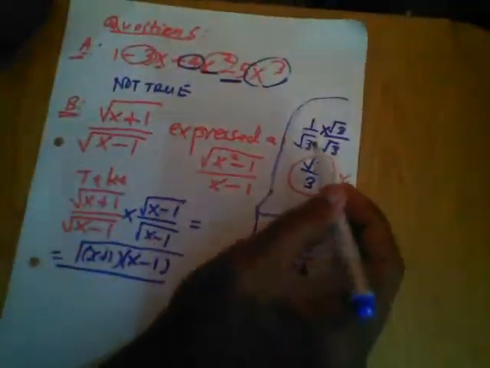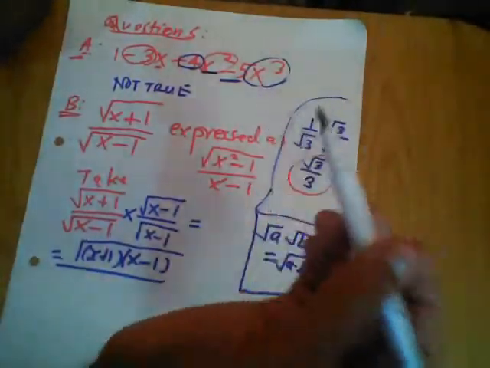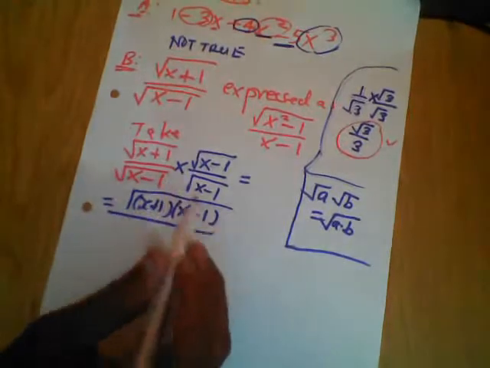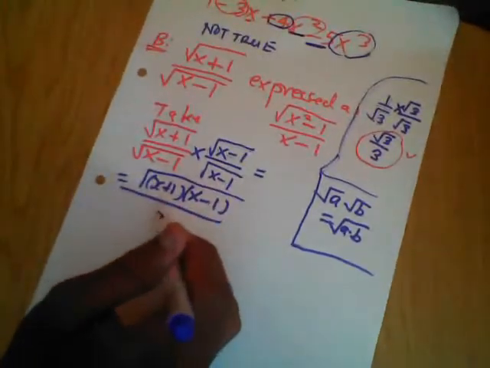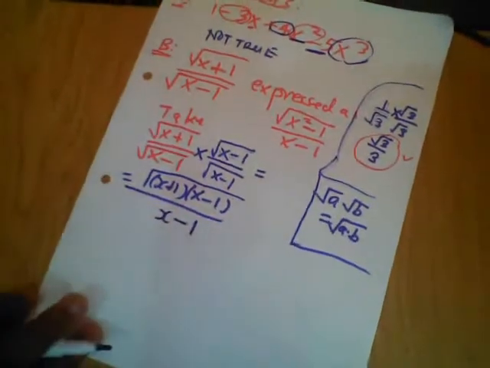underneath. This is the same thing, just like how we say here, if you have square root of 3 times square root of 3, you say it's equal to 3. So this square root of x minus 1 times square root of x minus 1, I'll say this is equal to x minus 1.